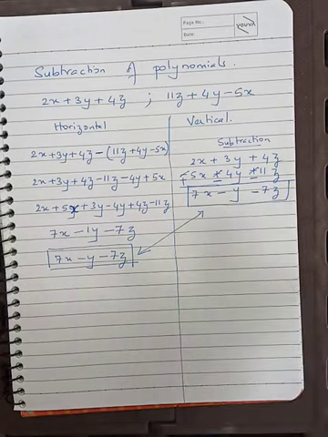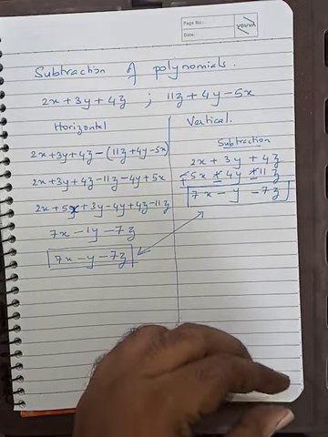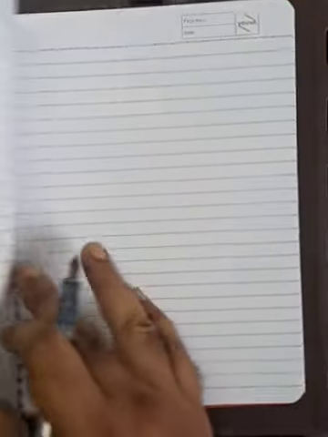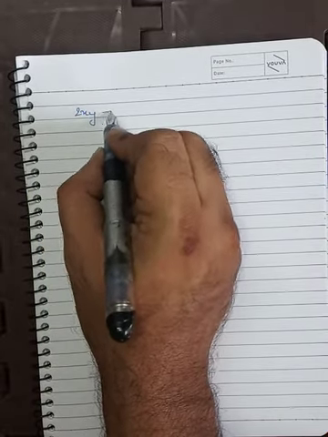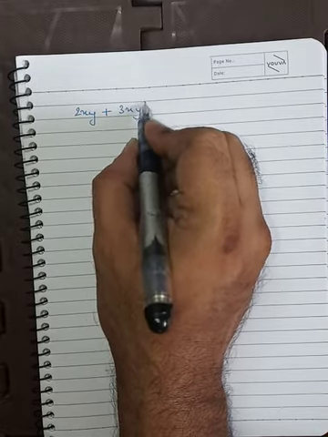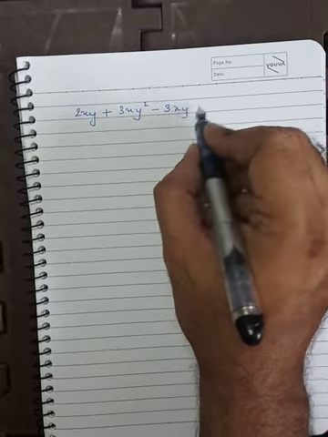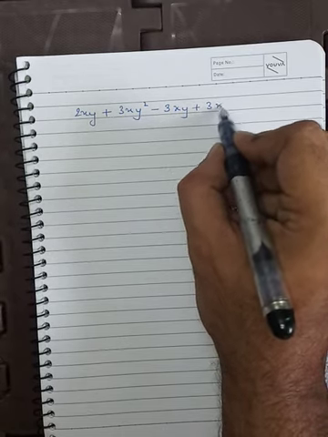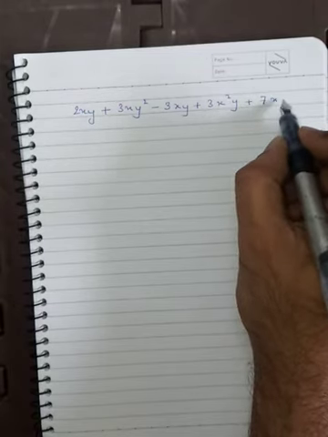So here it is very simple because there was only one variable. Let's do one example of subtraction which is slightly different, or maybe has different components. Let's say over here 2xy plus 3xy square minus 3xy plus 3x square y plus 7xy.